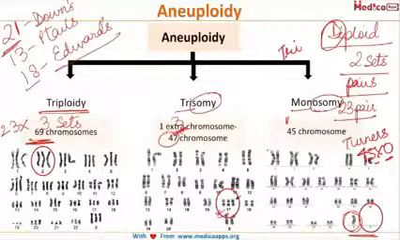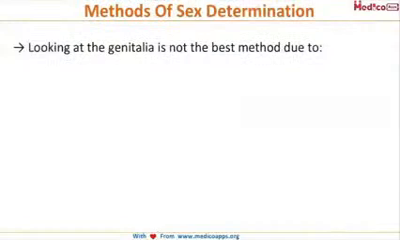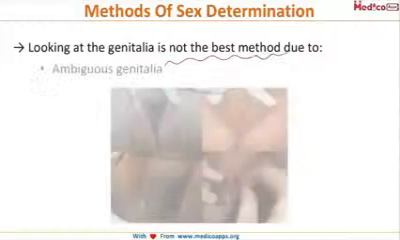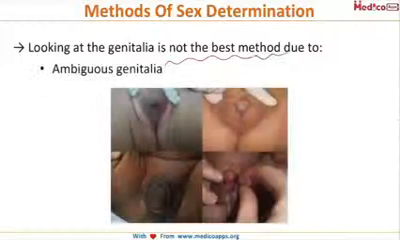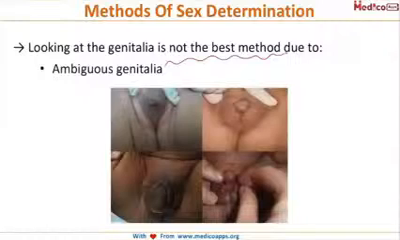Now, the second method for sex determination is looking at the genitalia. I told you this is the most common method, but not the best method. Why not the best method? Because we have ambiguous genitalia. What are these? When looking at the genitalia, you cannot determine the sex of the baby.